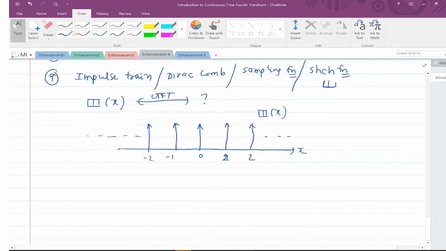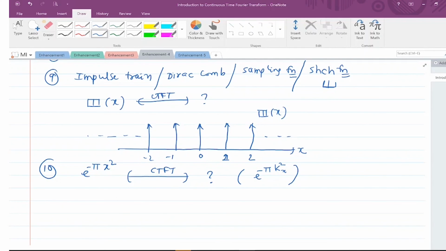And the last one for you is e power minus pi x square. Why I have given you this particular function will become clear as we move on, particularly to 2D CTFT, but before that I would like you to compute the CTFT of e power minus pi x square. I'll give you the answer also; you try yourself to find it out. The answer will be e power minus pi k subscript x square. Try to derive on your own. If you cannot do that, try to find it out from some source on the net, but have the derivation for you. By the time you come to the next class, come prepared with all the derivations for all these 10 cases.